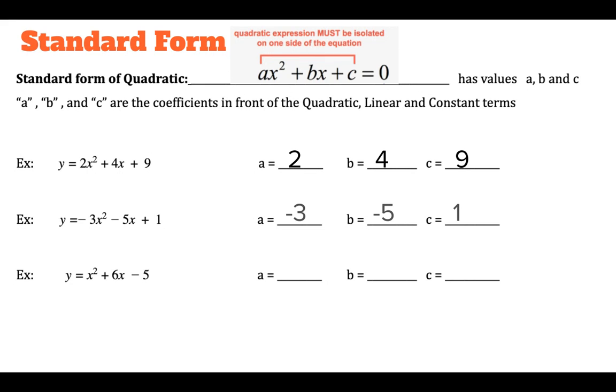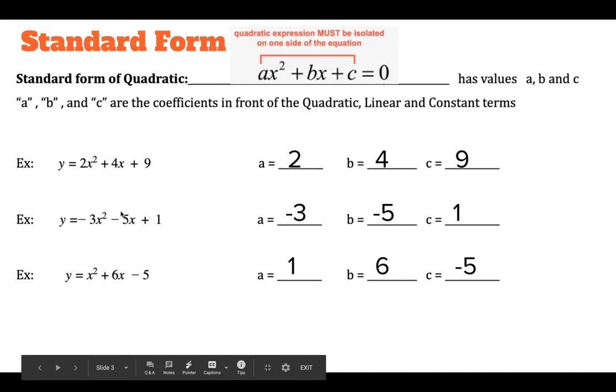So in the next one, it's -3, -5, and 1. Then what gets a lot of students is in that third example, that x squared appears to be alone, but it's not alone. There's always this invisible 1 there. So remember, if there isn't something there, if you're just seeing an x or an x squared, it's 1.